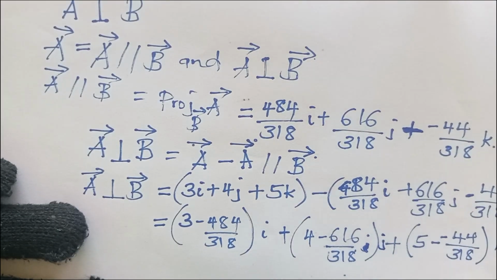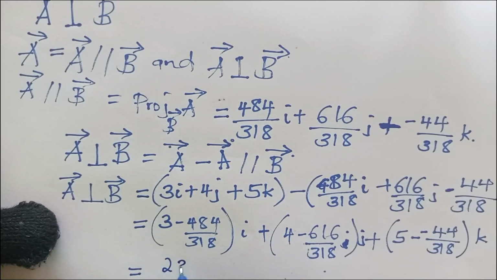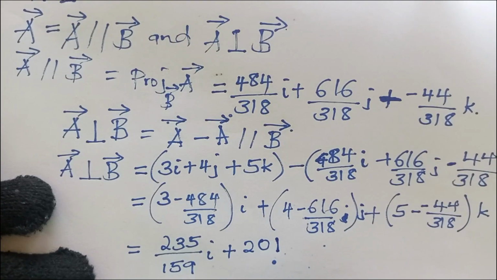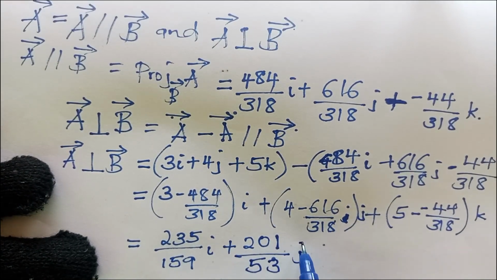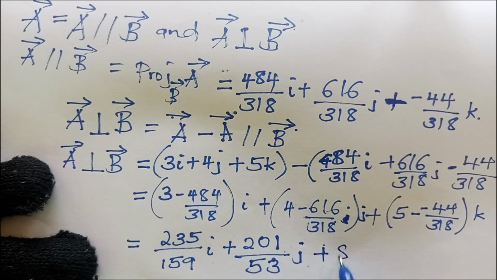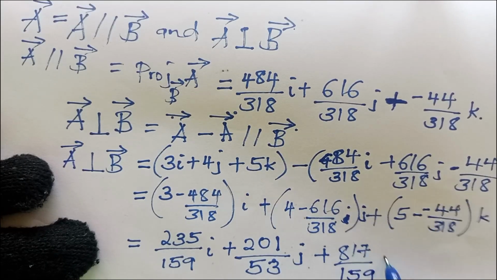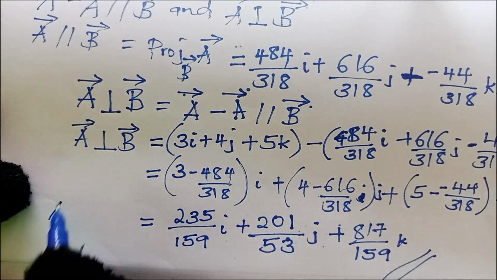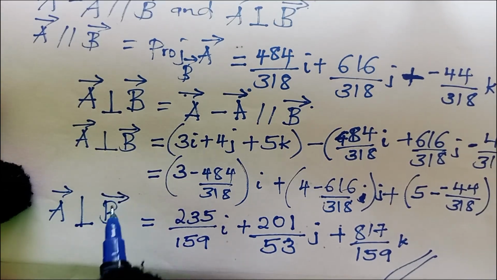They all have 318 as a denominator, so you put it outside. And this will give us 235 over 159 i plus 201 over 53 j plus 817 over 159 k, and this becomes our answer: the component of vector A that is perpendicular to the vector B.